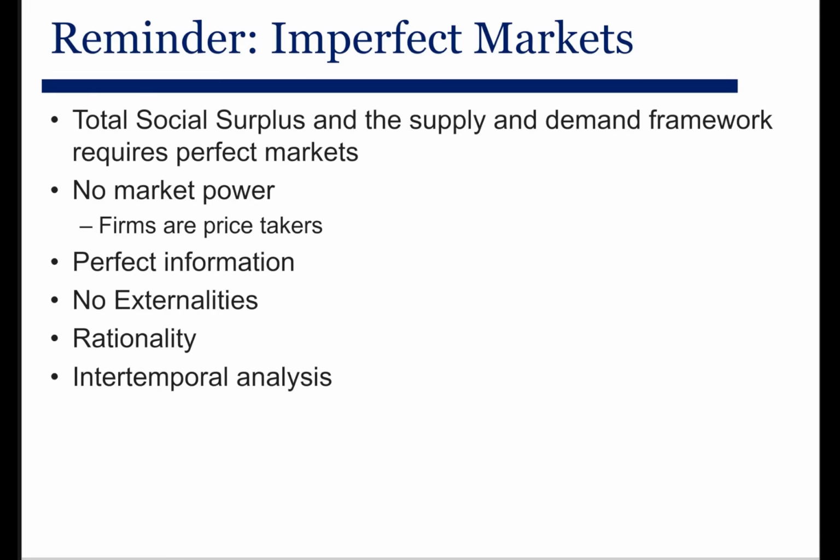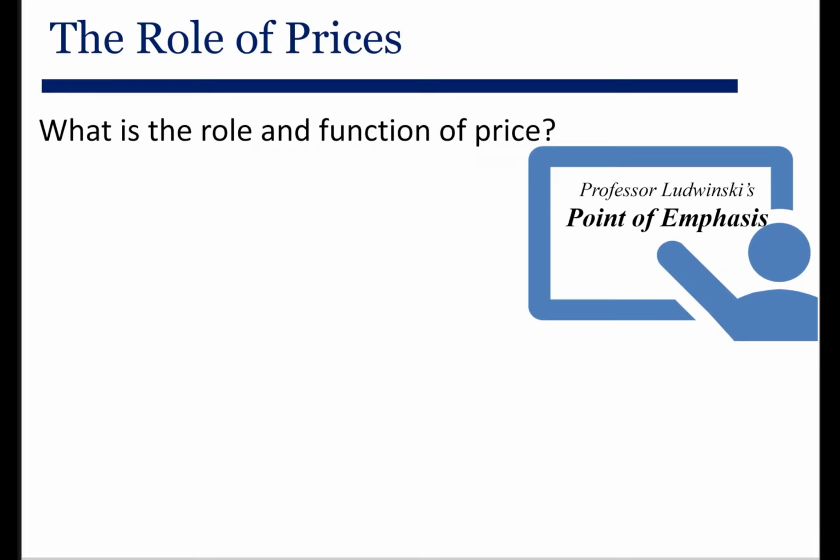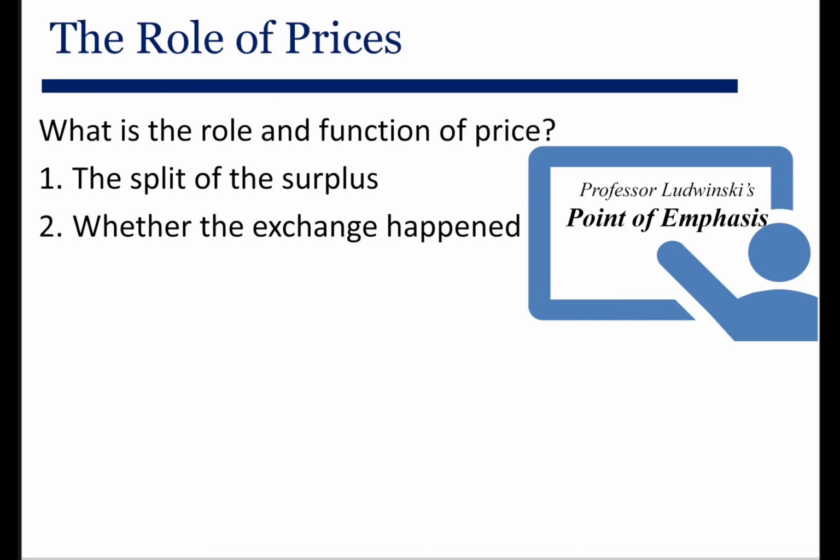And I want to emphasize one of the big useful things in the world that our model speaks to is the role and function of price. So we talked about this earlier in the course. The role and function of price is that it splits the surplus. We saw that in each of our models or scenarios. And it determines whether the exchange happened. And we saw that when we had a difference between the price that the consumers and producers paid, it eliminated some mutually beneficial exchanges. So price is important communication of information.